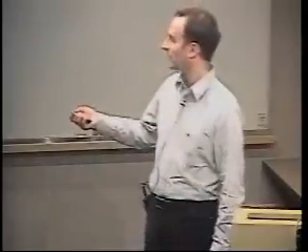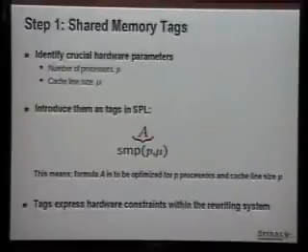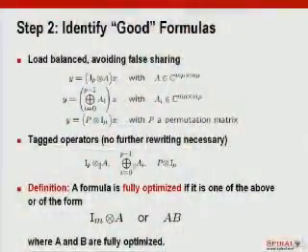Now what we do is we introduce into the SPL language tags which contain this information. So we have here a formula A, and we tag it with the SMP(P, mu) tag, which means we want this formula to be implemented on a shared memory machine with P processors and that cache line size. What that really means is that within our framework, the tags express hardware constraints within our rewriting system. So that's step one, model the hardware and express it in tags.